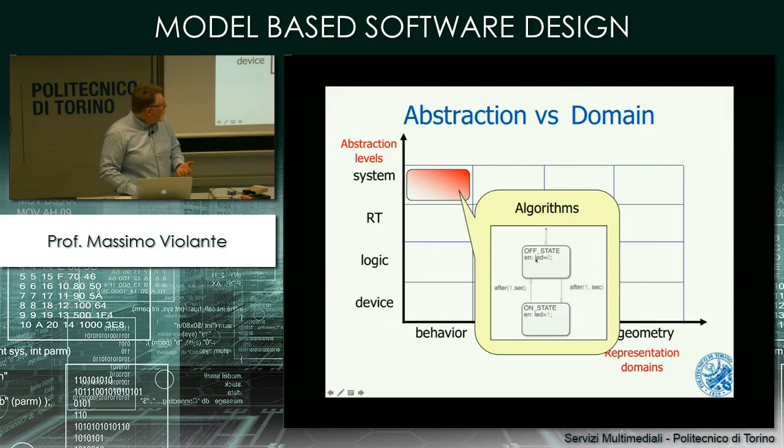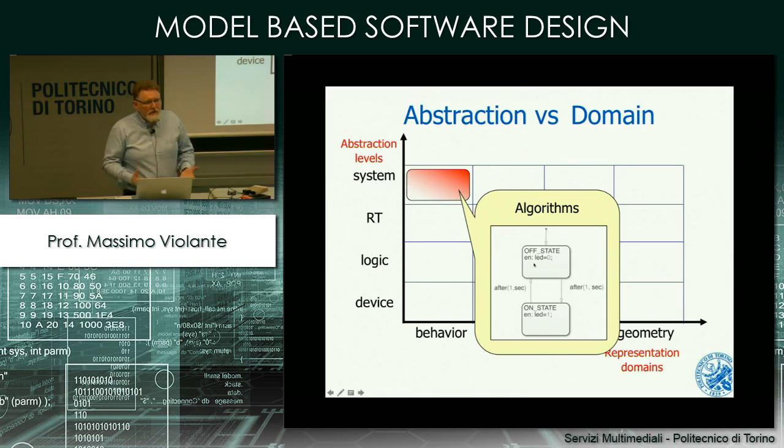Then, in the off state, we say that a certain object that is called LED shall be set to 0, while in the on state the same object, LED, shall be set to 1. Then the transitions between the two happen after 1 second from when we entered the state. So if we are in off state, after a second we go in on state, and then after 1 second we entered in on state, we go back to off state, and so on and so forth.